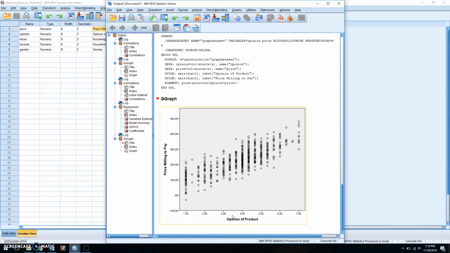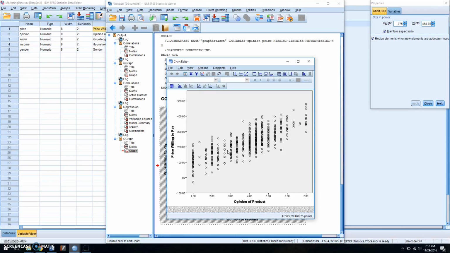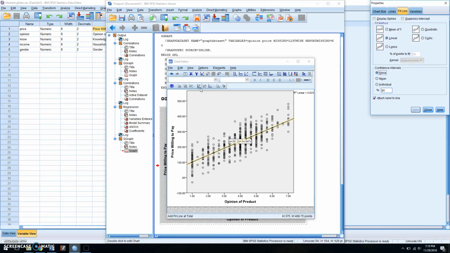So to draw the line, we can do an easy little trick by double-clicking on the graph, which pulls up the graph editor, the chart editor. And if you look right here, you can see this little option. If you hover over it, it says Add Fit Line at Total. Okay, so we don't need to know exactly what that means, but we are fitting the line. We're adding a line of best fit. And if we just click on that, magic happens. There's our line. It draws out the regression line.